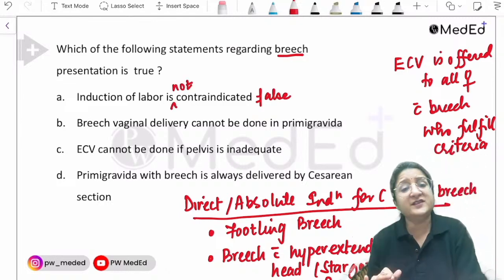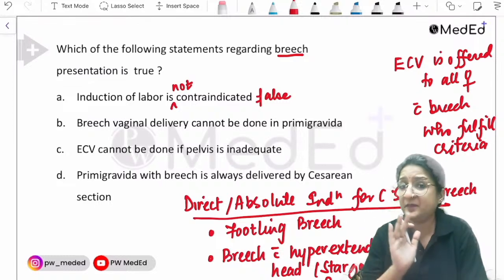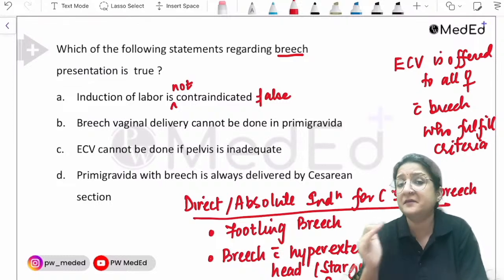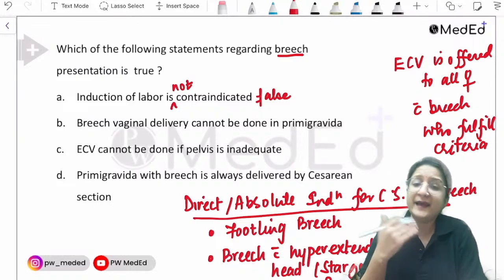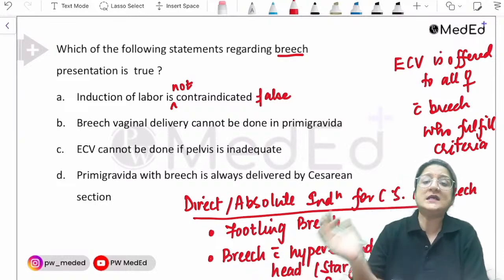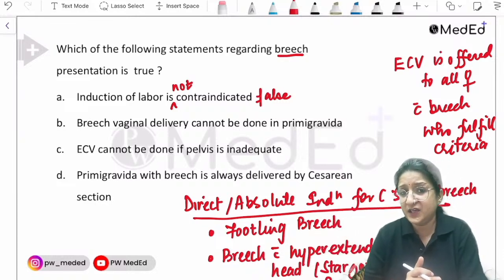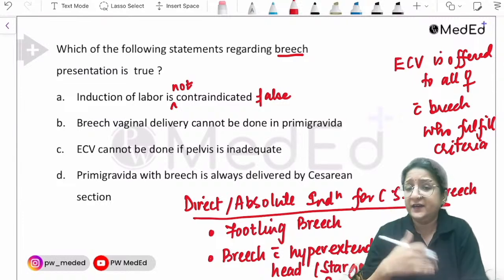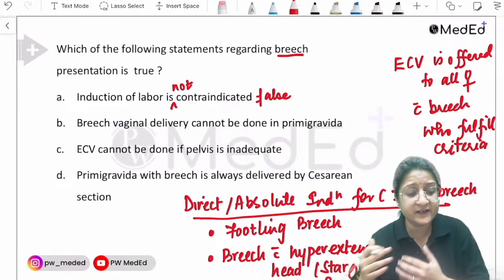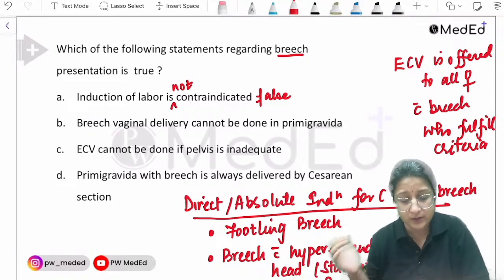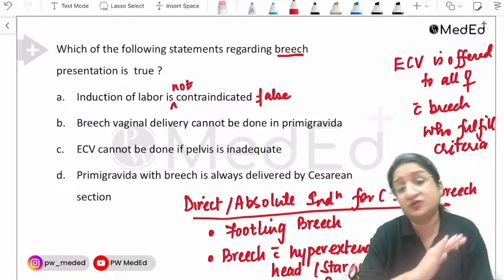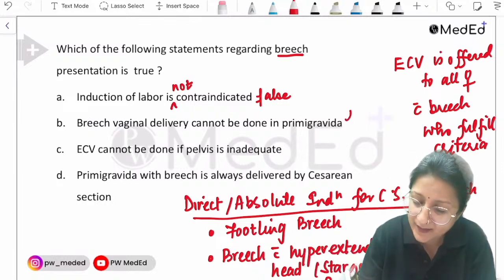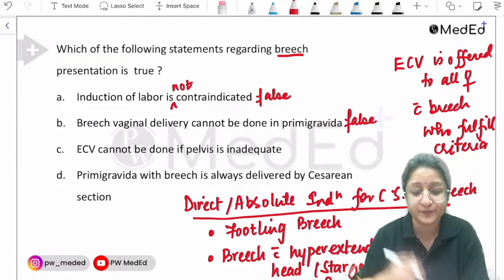Breech vaginal delivery can be done in primigravida also. It can be done in multipara also. And yes, many prefer to do cesarean section for primigravida with breech, but it's not like it's always required. A primigravida with breech, if she's fulfilling the criteria for external cephalic version, that will be offered to her. So breech vaginal delivery cannot be done in primigravida. That is also a false statement.